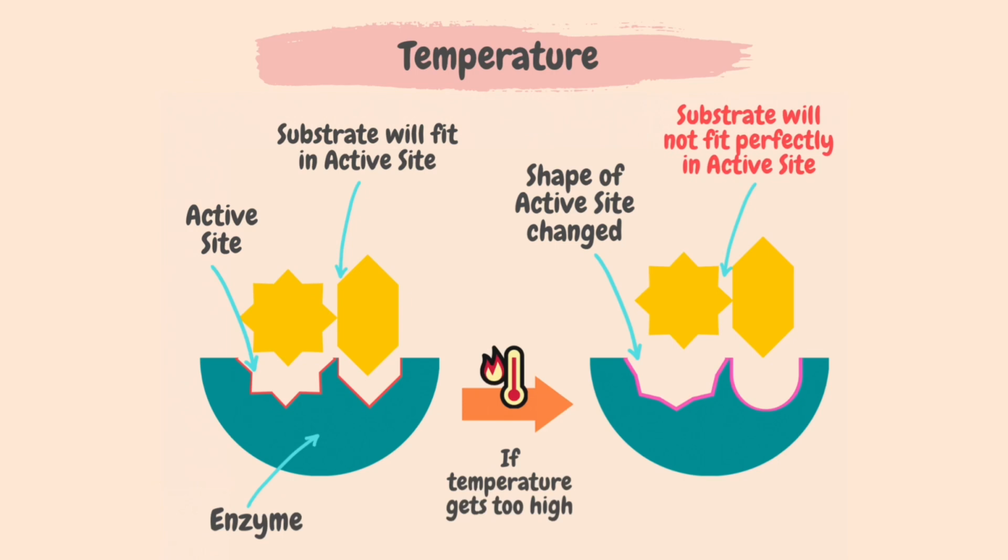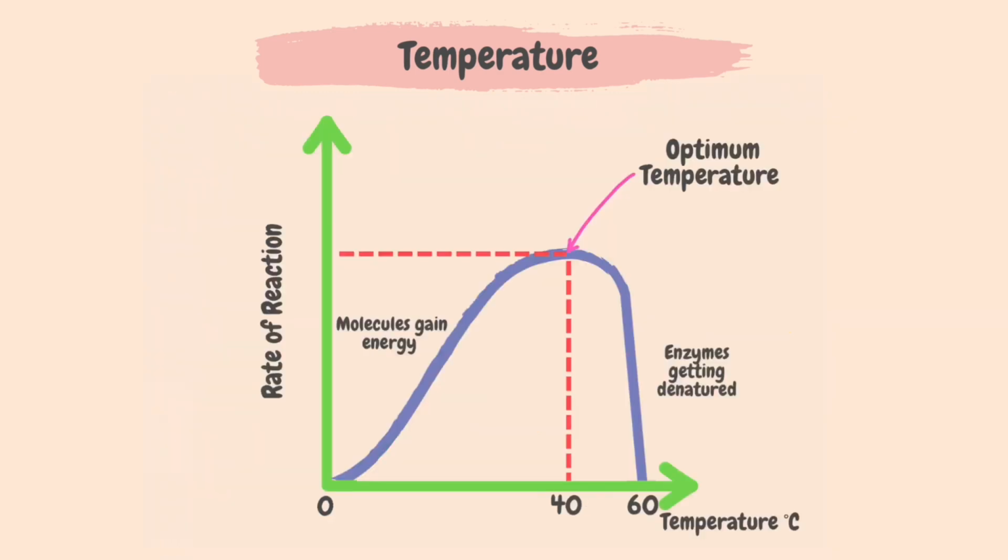This picture is an example of what will happen to the active site of an enzyme if the temperature is too high. As you may notice, the shape of the active site has changed and the substrate's shape does not match with it anymore, and therefore the enzyme will not work in this reaction. This graph explains how temperature affects enzyme activity.